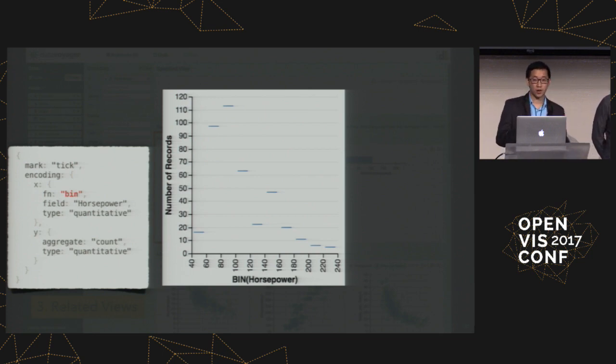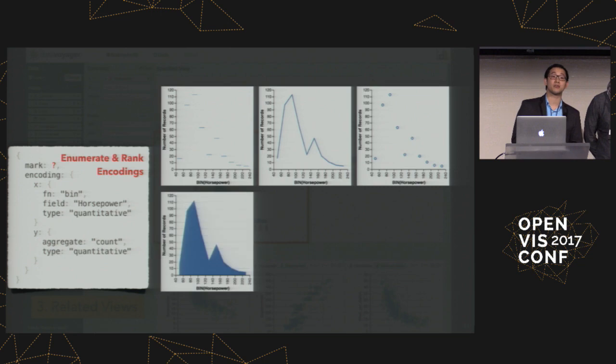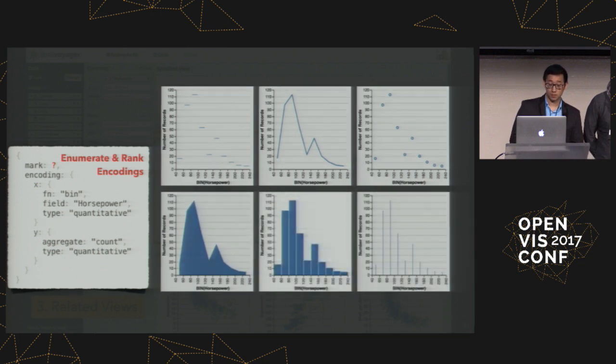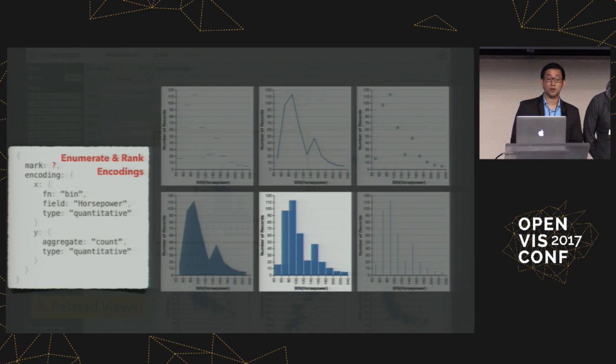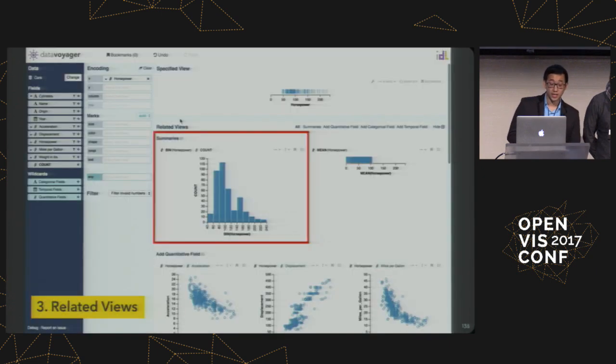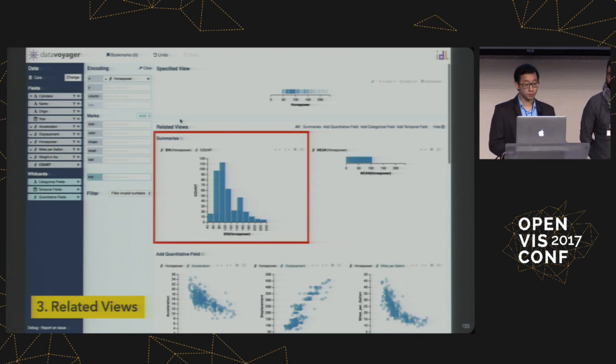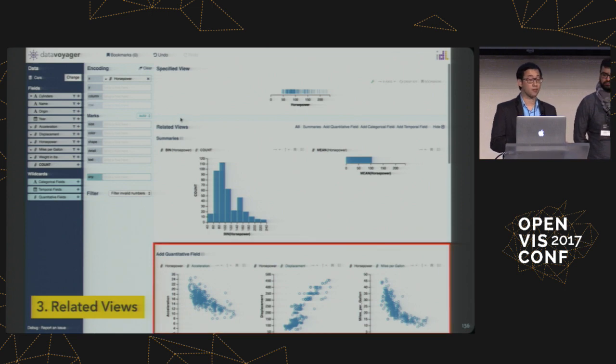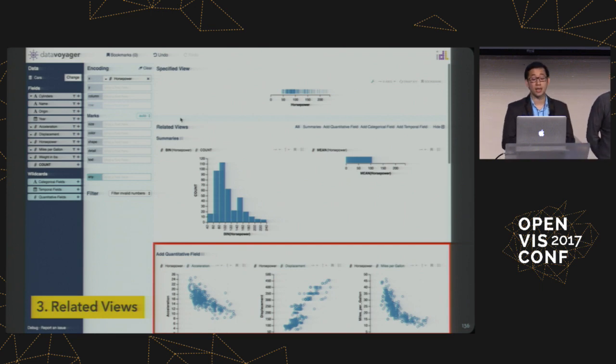So another part of this enumeration process, Voyager also uses Vega-Lite to enumerate different alternative encodings and choose them based on perceptual effectiveness ranking. In this case, bar is the best mark for showing a histogram. So that's how Voyager used Vega-Lite to consider design alternatives and recommend a related summary view. Voyager also recommends other types of related views, such as plots that show horsepower with other additional variables. This can help analysts consider relationships that they might otherwise overlook if they have to manually create views.